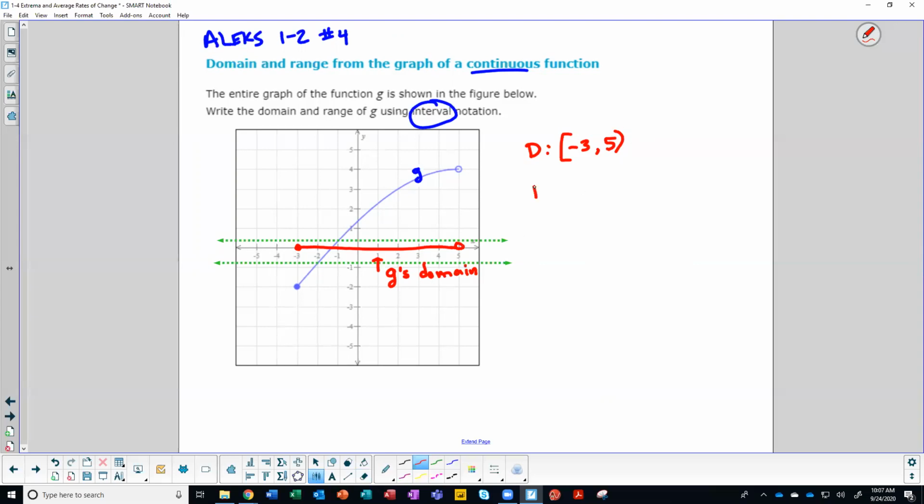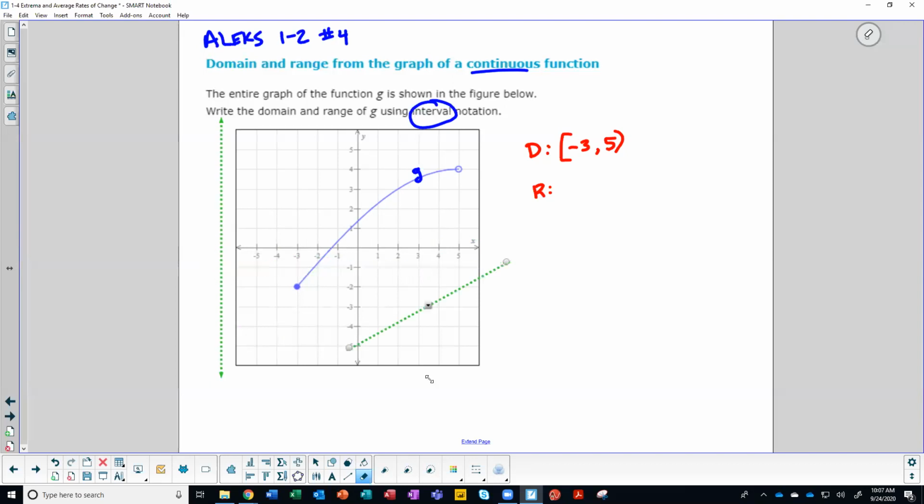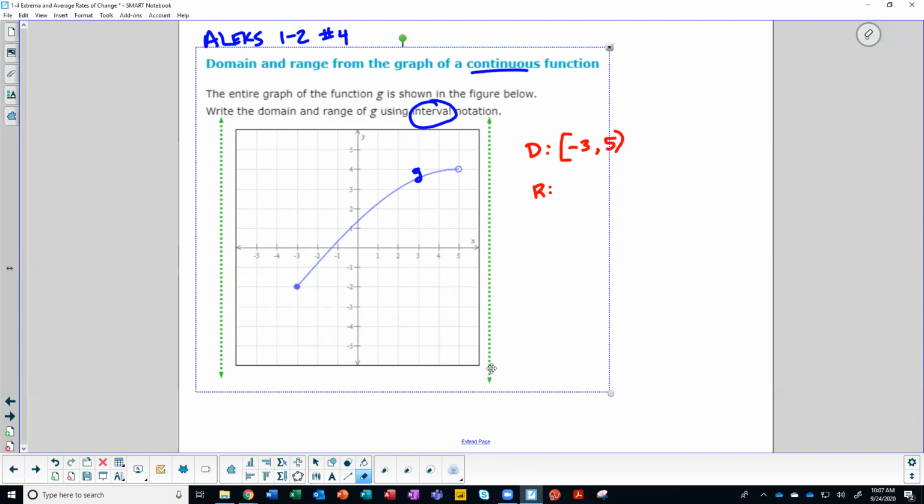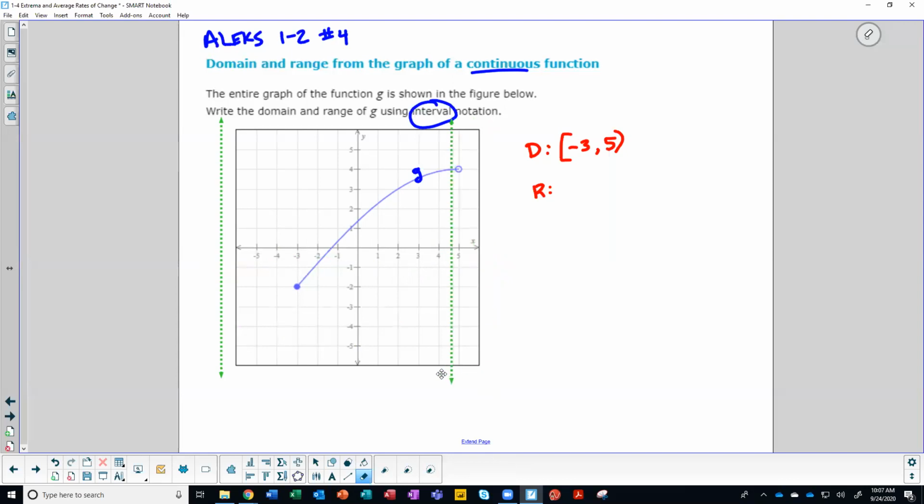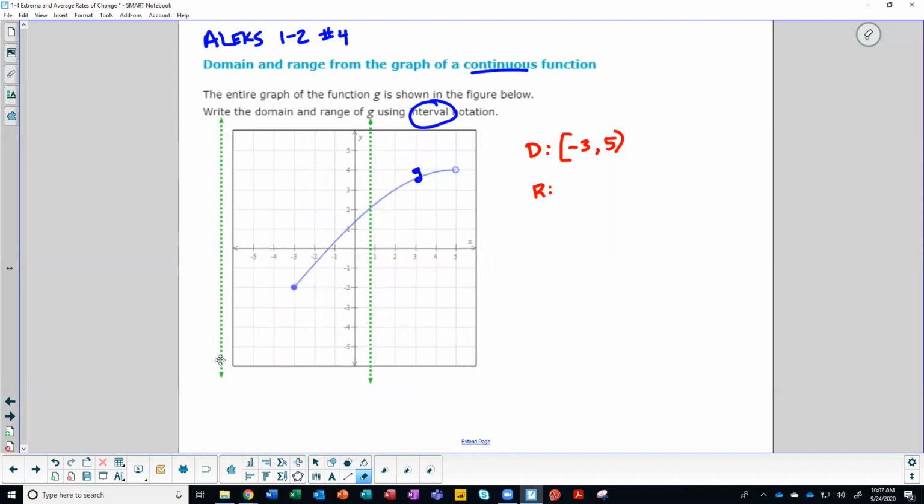Now let's look at range. I'm going to erase this, so G's domain goes away. What's different on range is you smash everything to the y-axis. It's not really cooperating with me. I smash into the y-axis. That's the visual I want you to think of here.